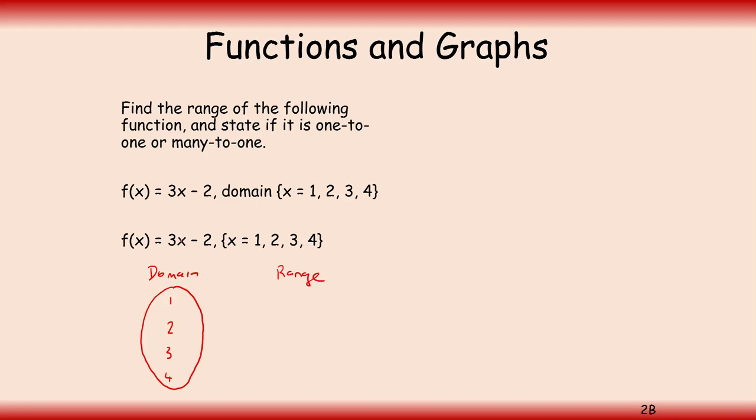So when x is 1, y is going to be equal to 3 minus 2, which is 1. So that maps to 1. When x equals 2, we've got 3 times 2, 6 minus 2, so that maps to 4. So 2 maps to 4. When x is 3, you've got 9 minus 2, so 7. 3 maps onto 7. And when x is 4, we've got 12 minus 2, which takes us to 10. So 4 maps to 10 is our range.